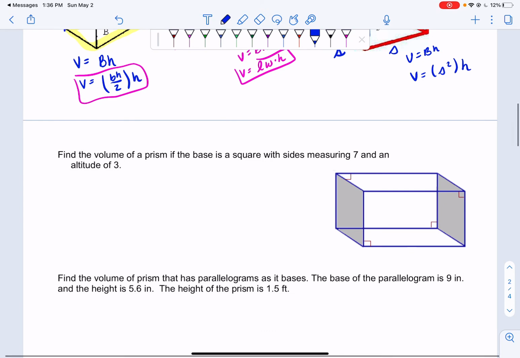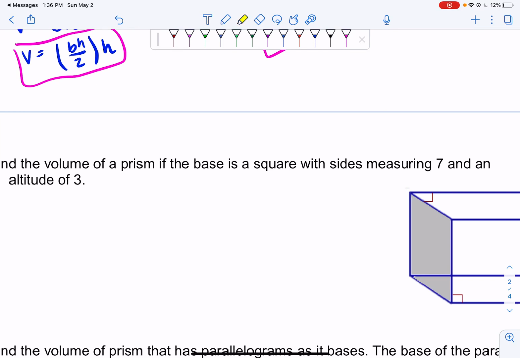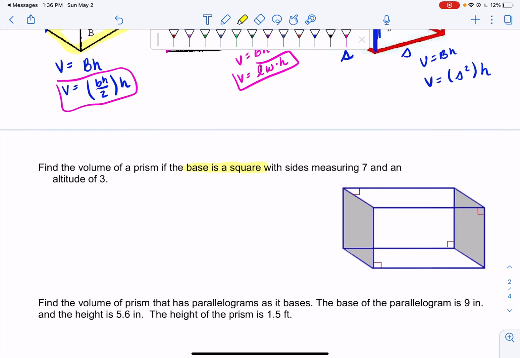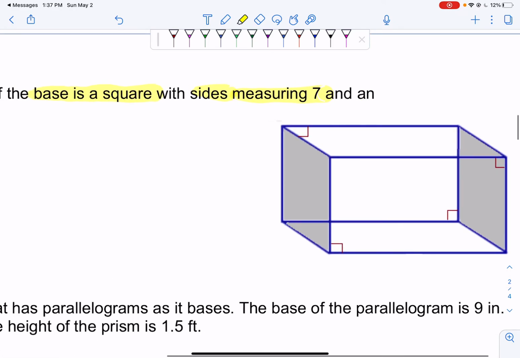So let's go into some practice. Find the volume of a prism if the base is a square with sides measuring 7 and an altitude of 3. So if I look at this problem, I know my base is a square, so that's something that stands out to me. I know my sides are 7 and an altitude of 3. That's a fancy way of saying height. So if I look, my square is this gray region right here. So I know my side lengths are 7, 7, 7.